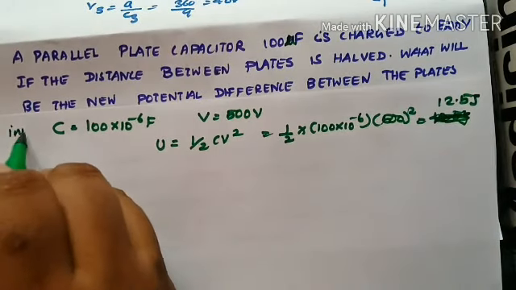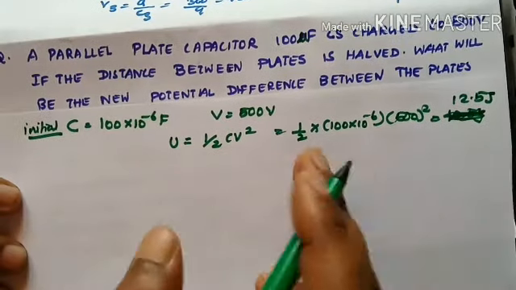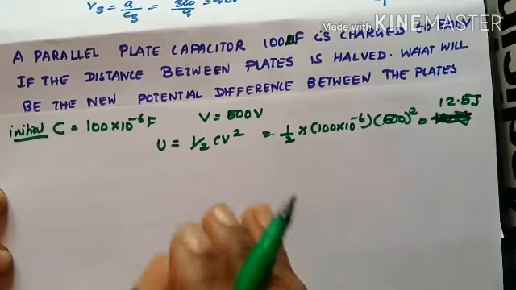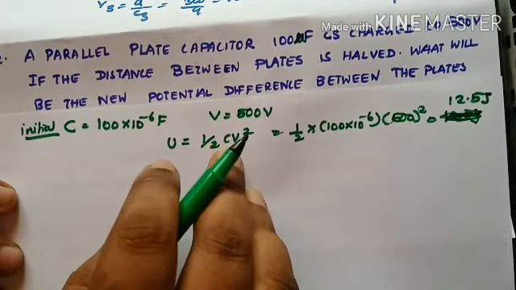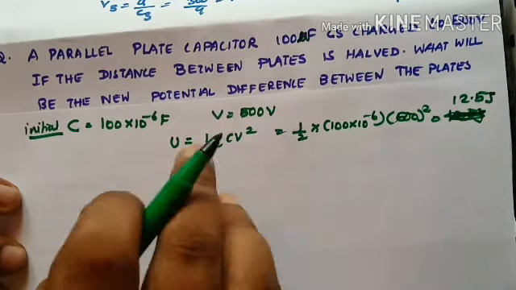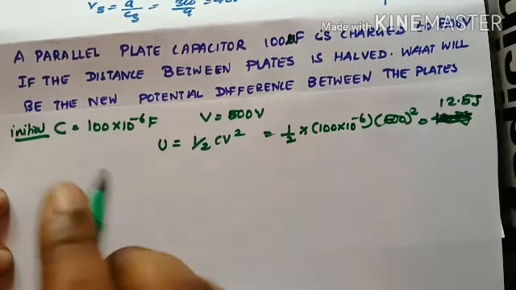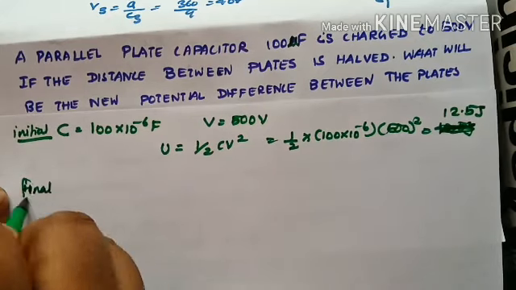This is the initial condition, guys. Now it is told that the distance between the plates is halved. When the distance becomes half, what values majorly change? C changes, right? As well as the voltage also changes, because when C changes, V also changes. I will tell you how it is done. So let's make it the final condition.